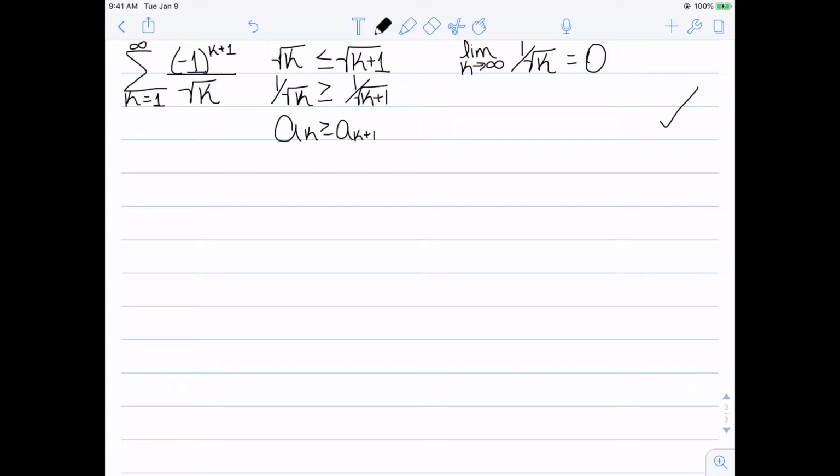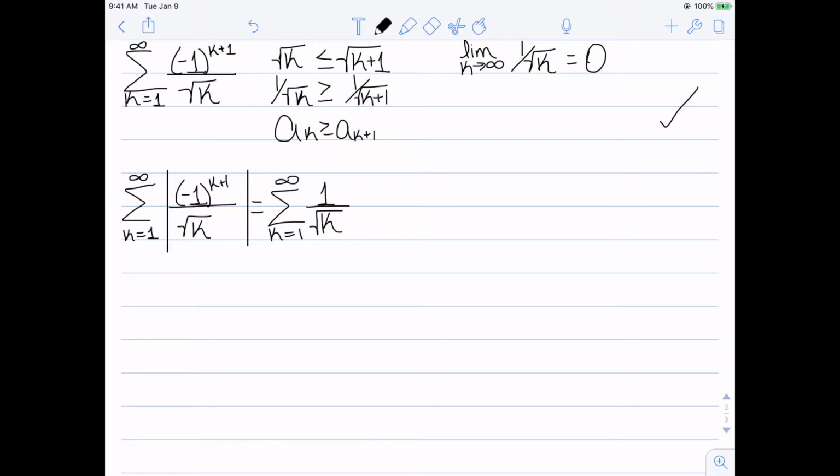So let's think about the absolute value. I'm considering the sum as k goes from 1 to infinity of the absolute value of (-1)^(k+1) over root k. The denominator of this fraction is always going to be positive, so I don't need to worry about the absolute values on the bottom. The top of the fraction is just either a 1 or a -1, both of which have an absolute value of 1. So this is the sum from k equal to 1 to infinity of 1 over root k, and the p-series test tells me that that diverges, since the exponent is 1/2, which is less than 1.